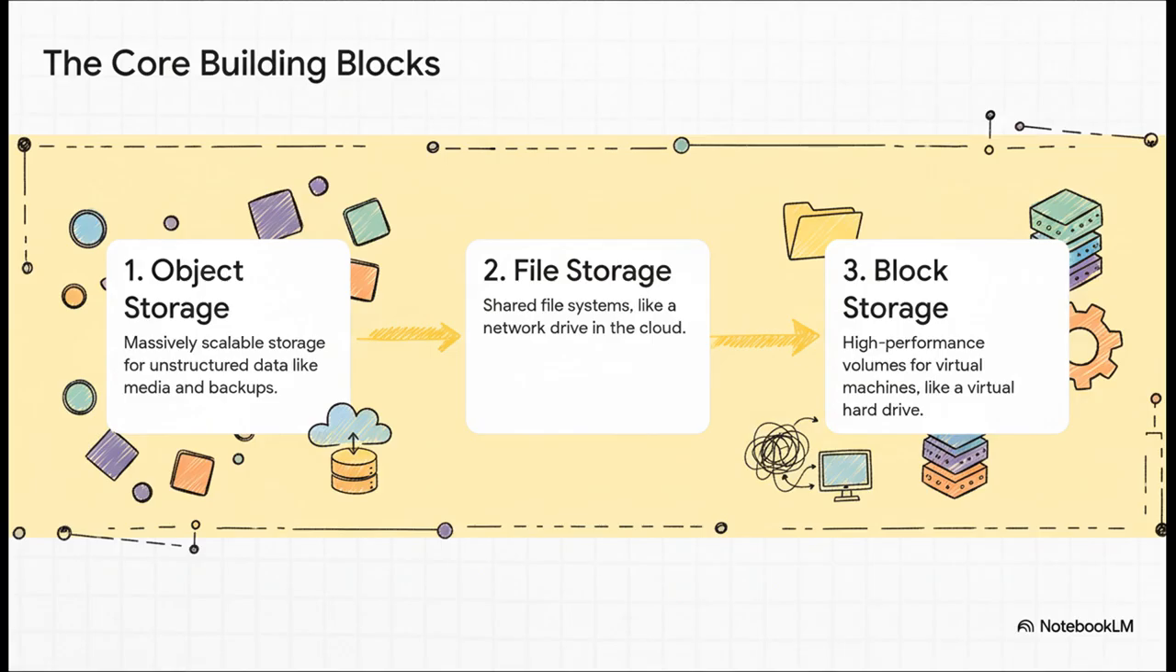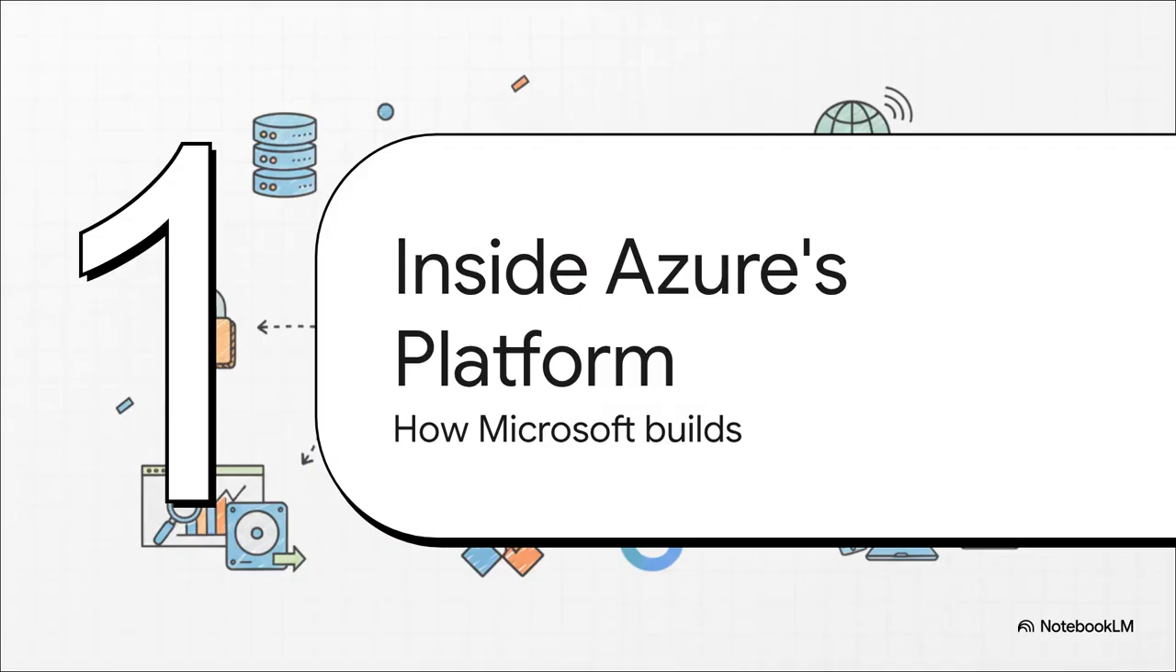Let's use an analogy. Object storage, that's like a giant unstructured warehouse for things like photos and videos. File storage, that's more like a neatly organized filing cabinet, with all the folders and hierarchies you're used to. And block storage, well, that's like the raw building materials, the actual bricks and mortar that you can use to build whatever you want. So how do these building blocks actually work in the real world?